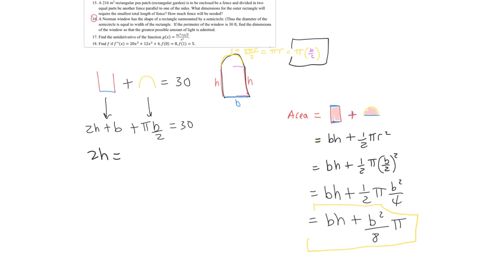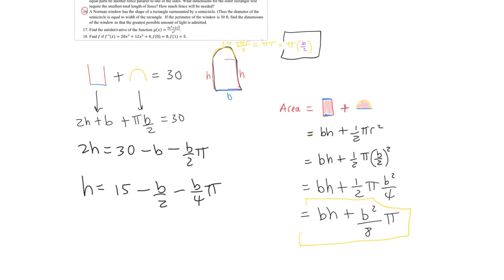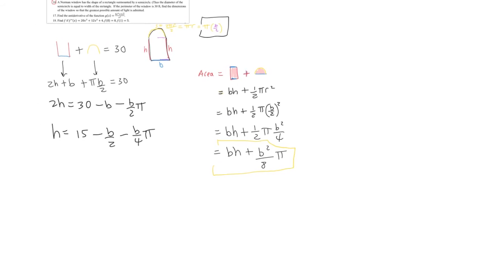And the way that we're going to do that is we're going to subtract these terms from both sides. So it becomes 30 minus b minus b over 2 pi. And then I'm going to be dividing everything by 2. So that becomes h equals 15 minus b over 2 minus b over 4 pi. So that's something that we could plug in for h over here, okay? So let's do that now.